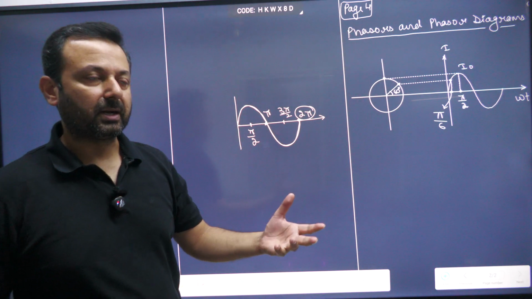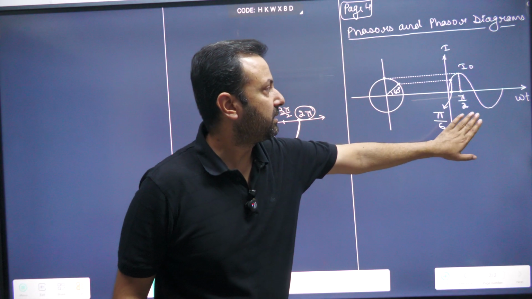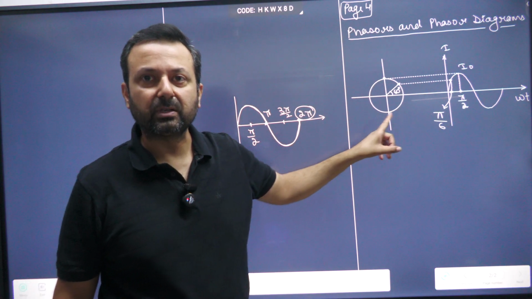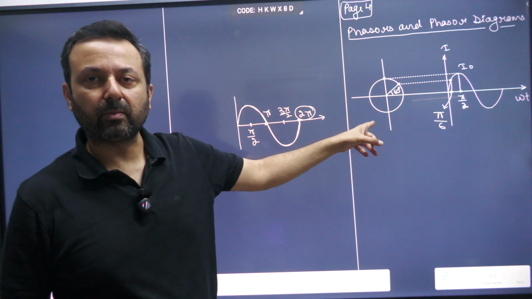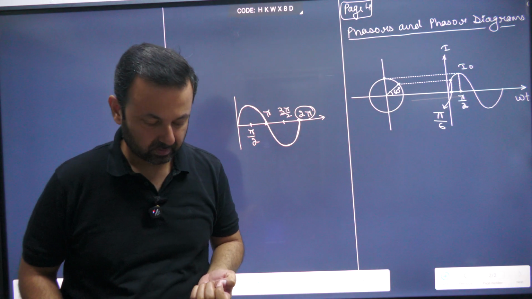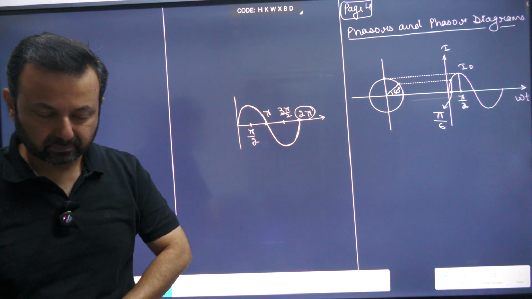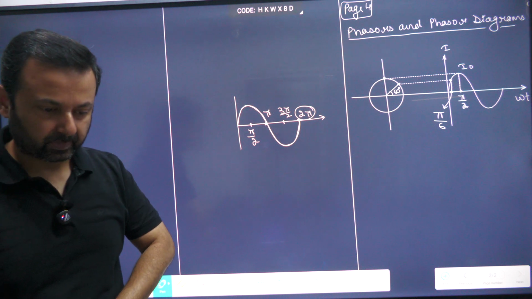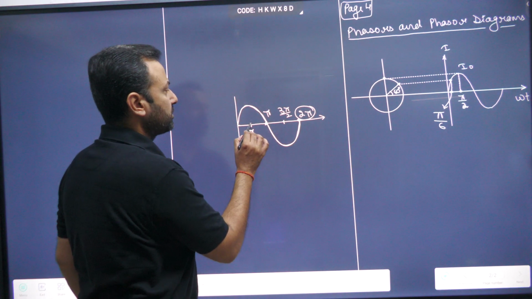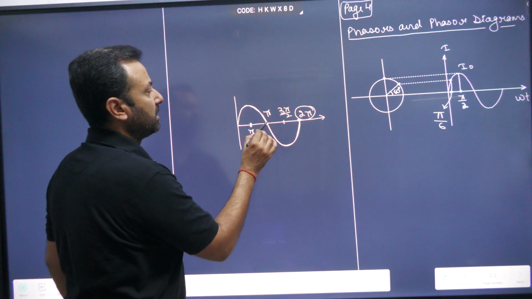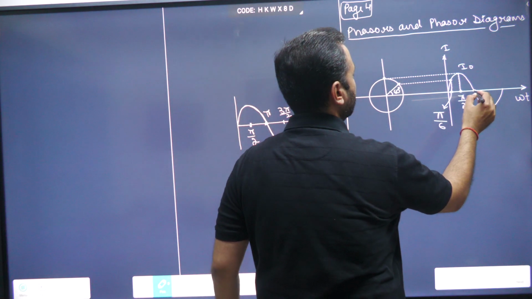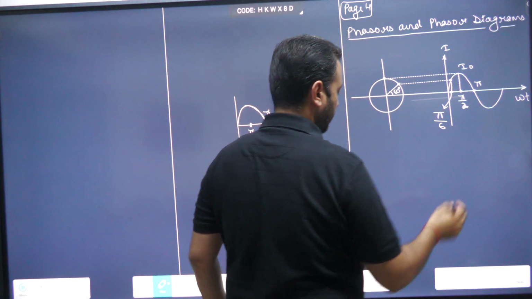So just to understand that, I am relating this with a circular plane. When we relate this AC wave with a circular plane, this type of circular plane diagram is called a phasor diagram. In most of the questions they write pi by 2 here and pi here. What does this pi mean? If this point is pi, how can we relate it?